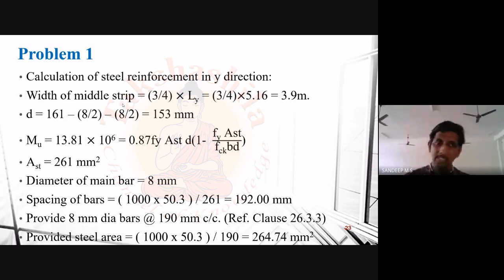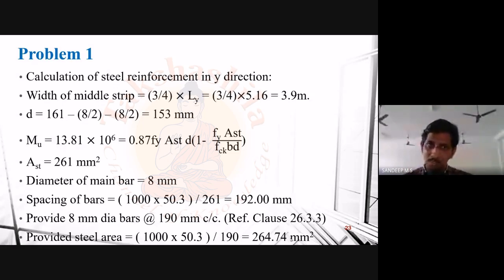So we have seen that there will be a difference in the diameter, so consider that and find the revised depth. Then, again from the same equation and substituting the value of My instead of Mx, you find the value of Ast requirement, find out the spacing and provide reinforcement. In this case, they have provided 8 mm diameter bars at 190 mm center to center, and the actual area produced is 264.74 mm². So basically this design is actually for which part? It is for the middle strip along the shorter direction as well as in the longer direction.